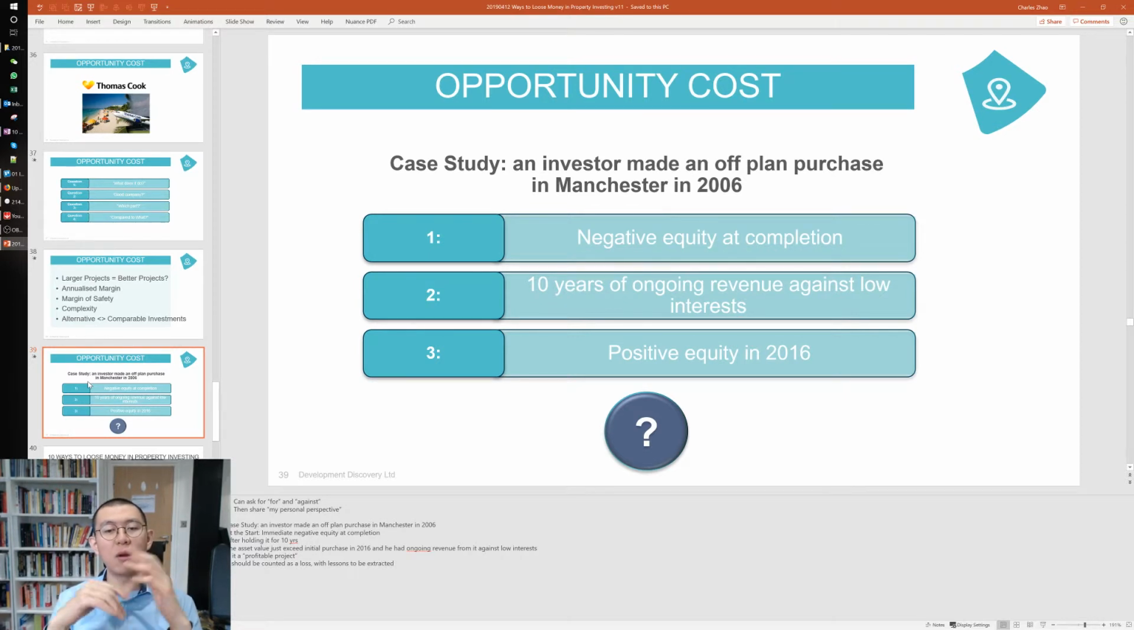However, what he had was this holding period where rates were low, so he managed to rent it out. So he has this ongoing income stream. And then back in 2016, 10 years after he bought this thing off-plan, he's now back into positive equity. So if he wished to sell now, he would sell for a higher price than he bought it for. When I was speaking to this person, to him, the deal worked. He didn't lose money, and he had an ongoing revenue stream. Right now the value is higher than the price he paid.